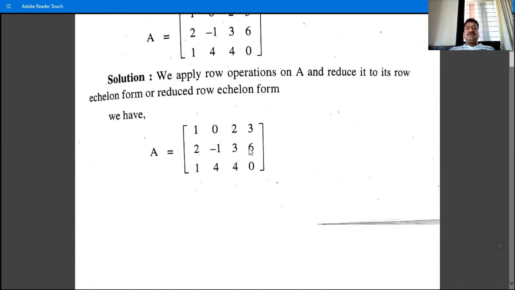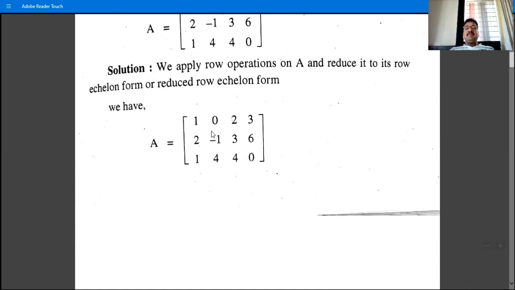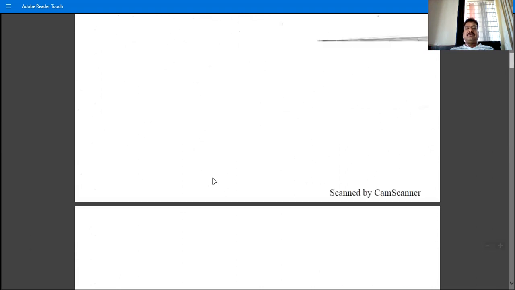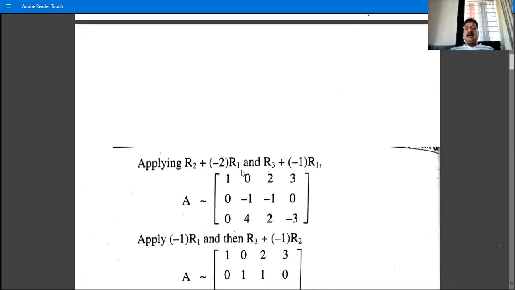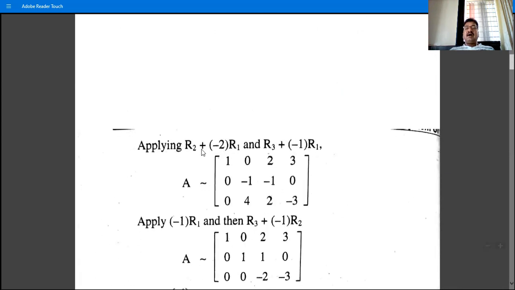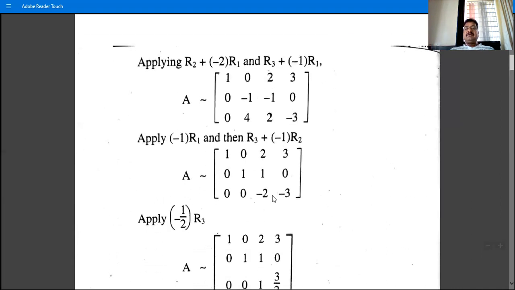So first consider this matrix A, then reduce this element to 1. It is already 1, so we have to reduce the two elements below it to 0. So what is the operation? R2 minus 2R1 and R3 minus R1, or we can write R2 plus minus 2R1, and R3 plus minus 1 into R1. So we have this matrix after this transformation. Then we have to reduce this minus 1 to 1. So the operation is minus 1 R1.